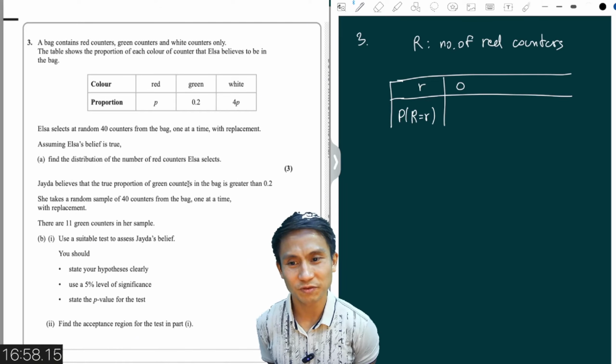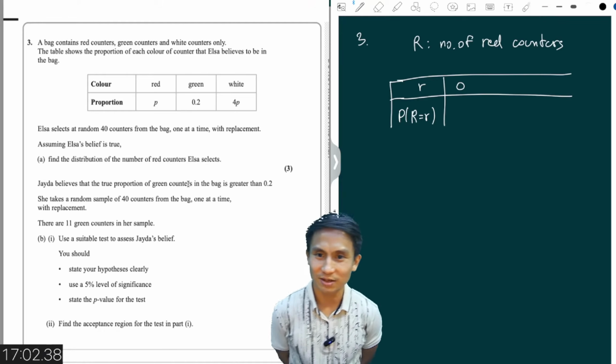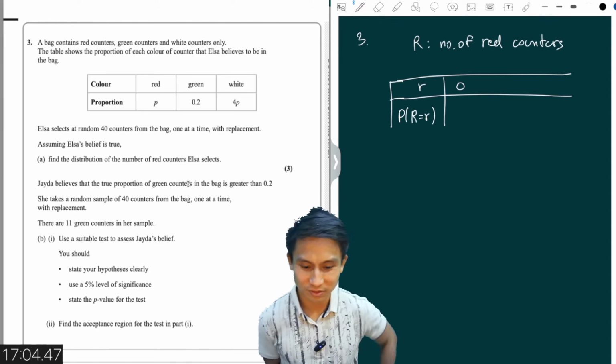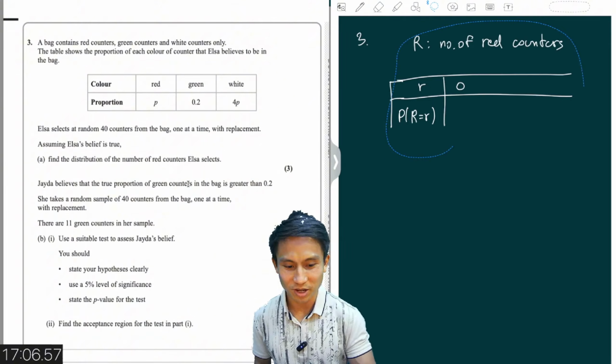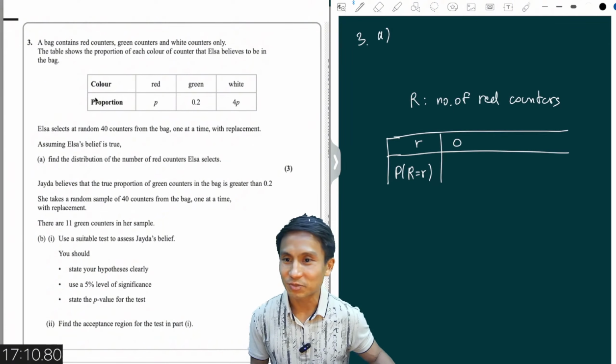Find the distribution of number of red counters Elsa selects. Alright, first thing first, we need to find the proportion first, right? Okay, that's the first thing we can do now, I think. For part A, this is just basically probability.